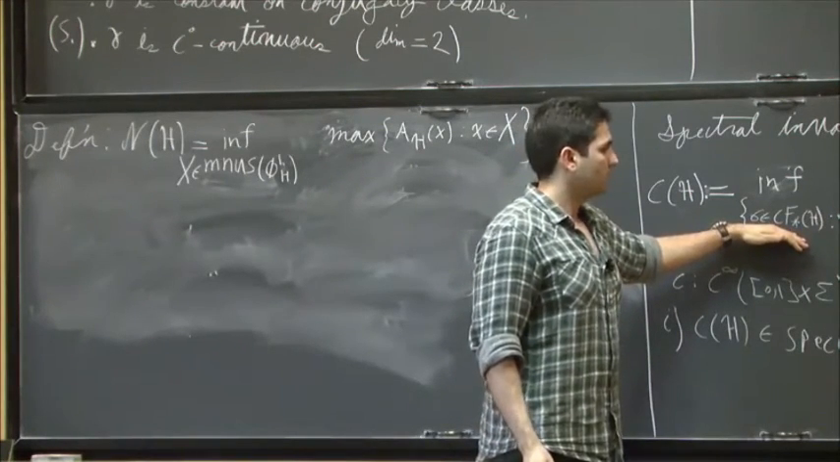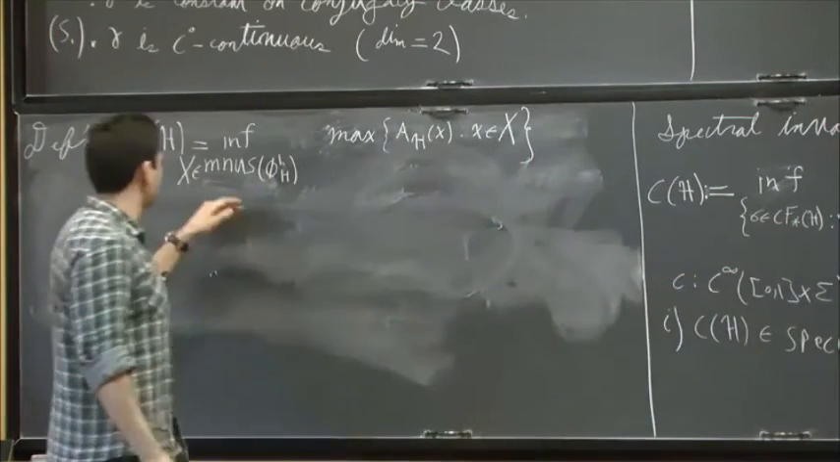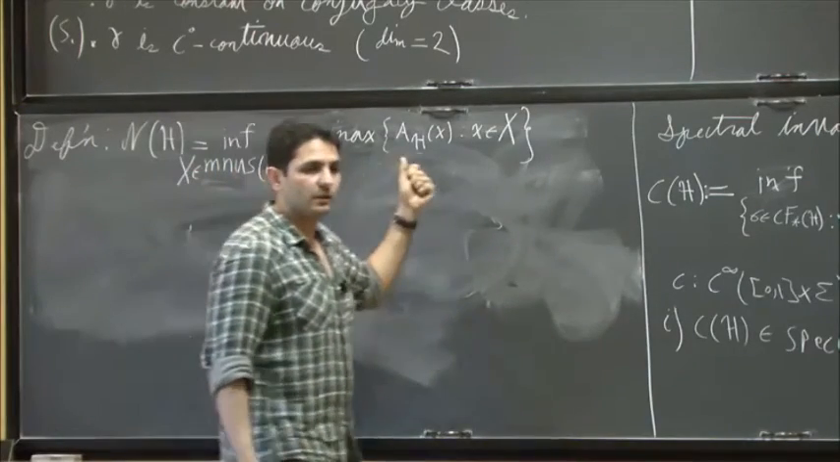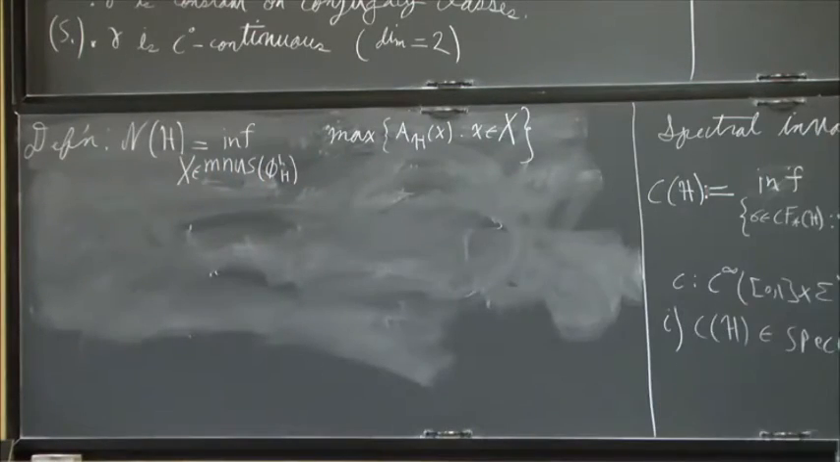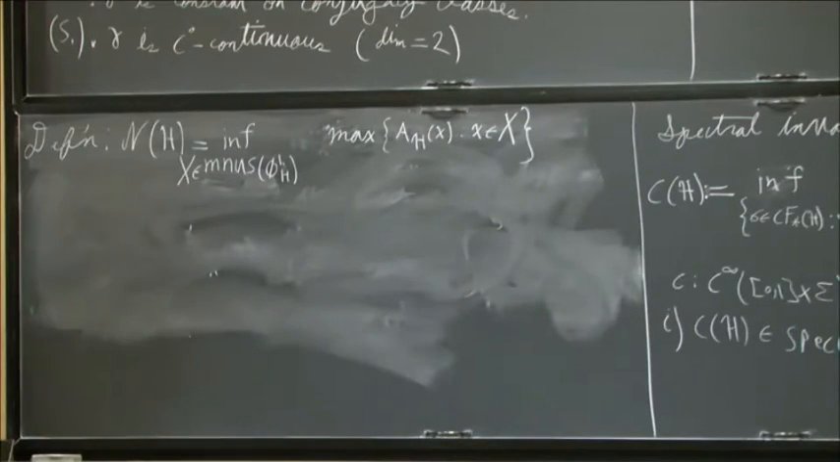Somehow, I don't think that's true, because that's definitely not true, because a maximal negative unlinked set could have fixed points in it with Conley-Zehnder index different than 2. But nevertheless, we can prove that N of H is equal to C of H for autonomous Hamiltonians.